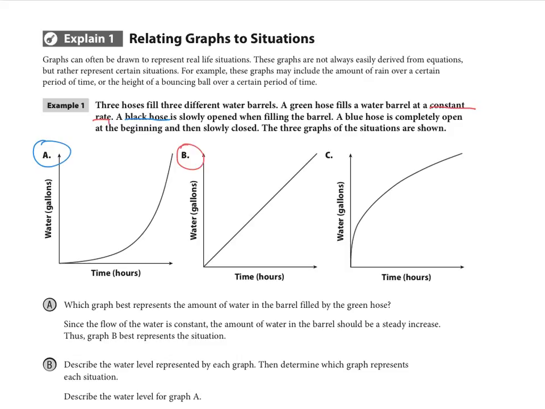A blue hose, I should have used different colors for these. A blue hose is completely open at the beginning. So if it's completely open, what's happening? Water's going in a lot, and then what happens? It starts slowing down, which is C, because it goes in very, very fast, and then it starts flattening out here, because as you turn the water off, less water is going in each time. So it's being able to read a word sentence, interpret its meaning, and then match it with the graph.